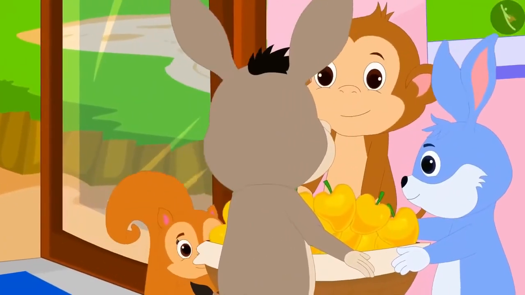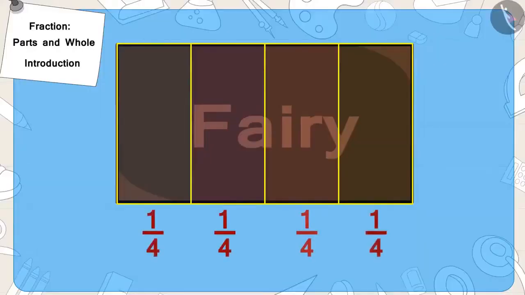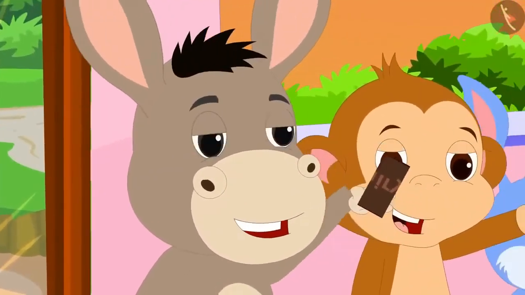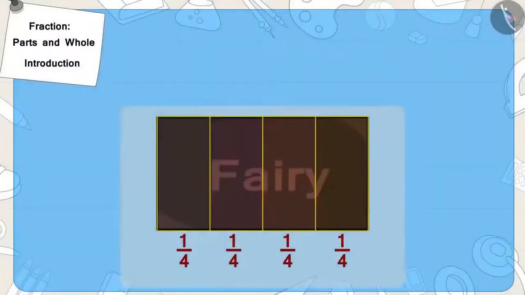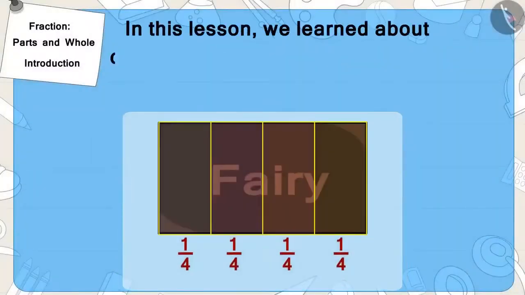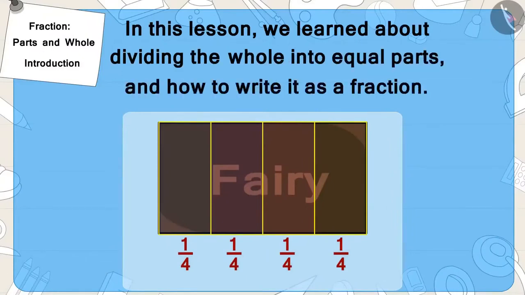Finally, the 4 of them reached Appu's house with the mango basket. Appu gave Bunny such a chocolate. He divided the chocolate into 4 equal parts, as found in the answer by you, and gave each of them one part of it. Children, in this lesson, we learned about dividing the whole into equal parts and how to write it as a fraction.